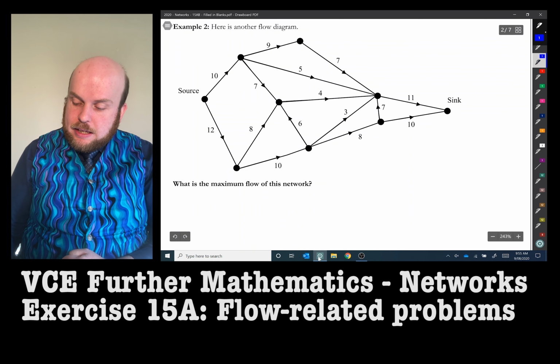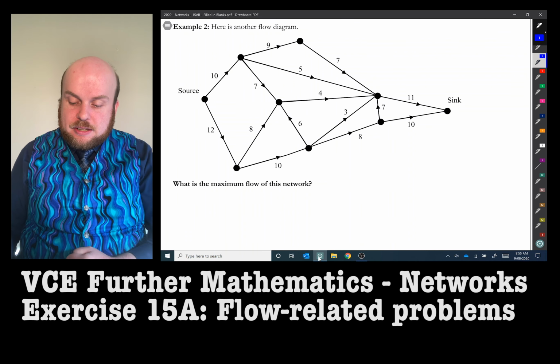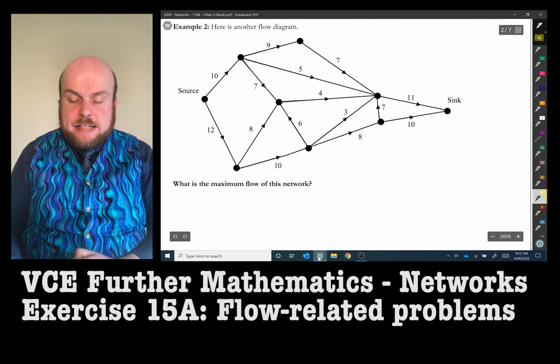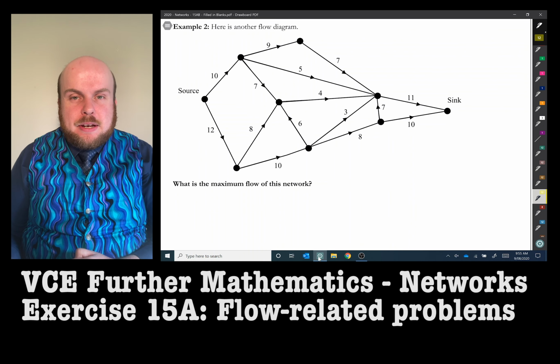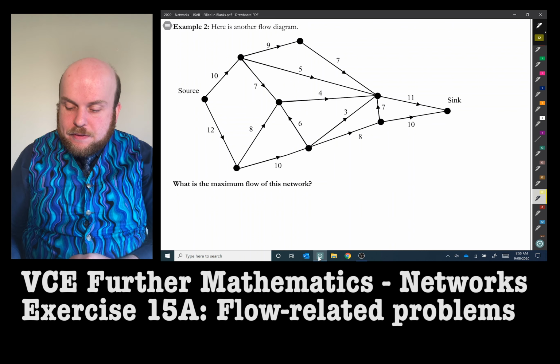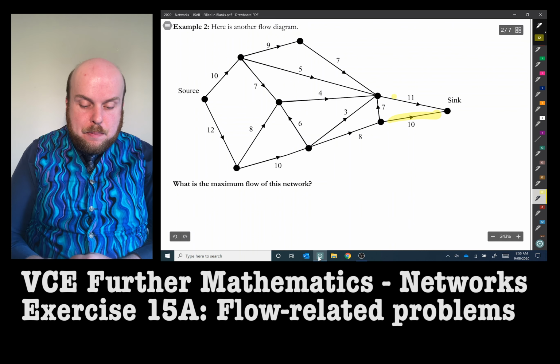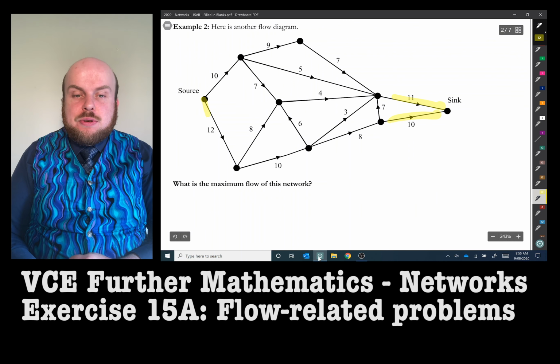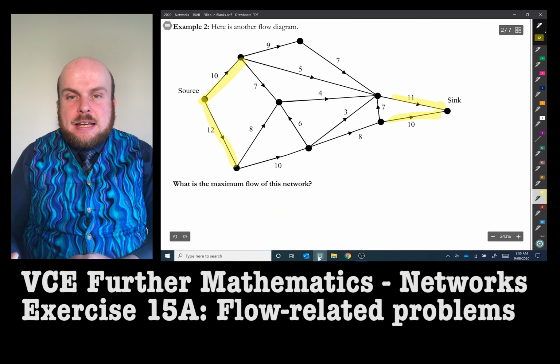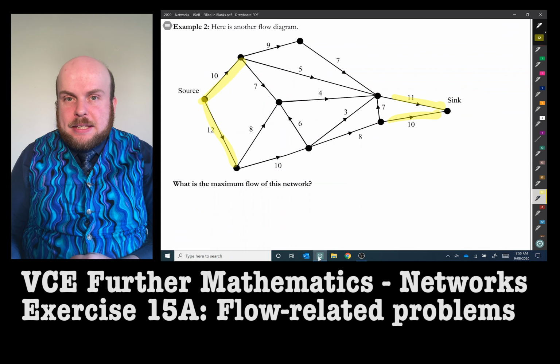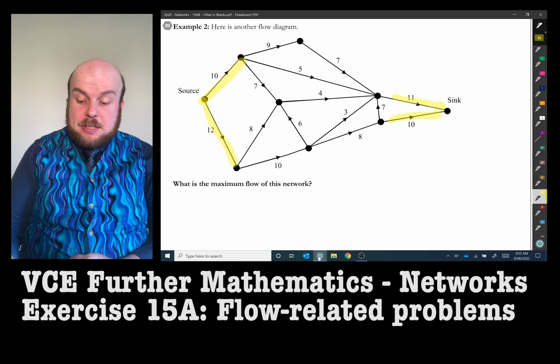What I like to do is indicate the biggest amount so I know where I should be aiming for. The last two edges here add up to 21. The opening two edges add up to 22. So that means that the maximum flow can't be bigger than 21. It's most likely to be much smaller than that. So let's have a look.